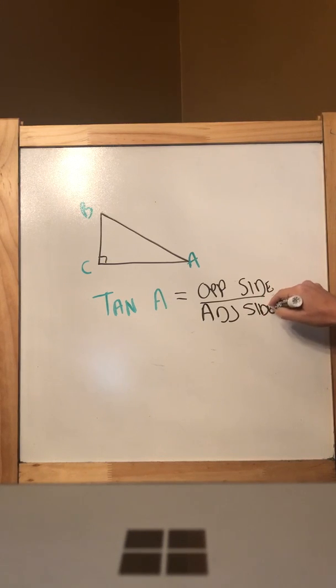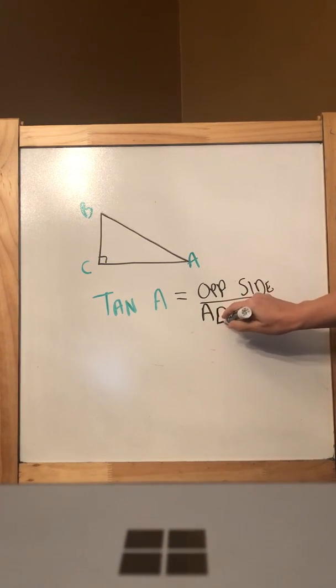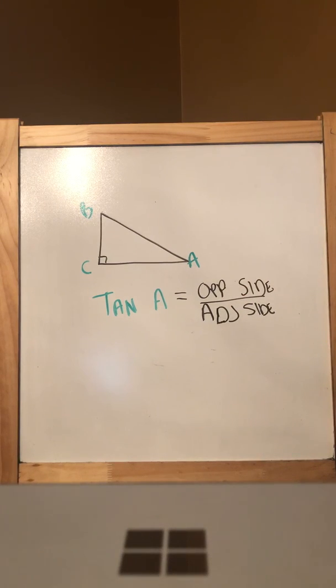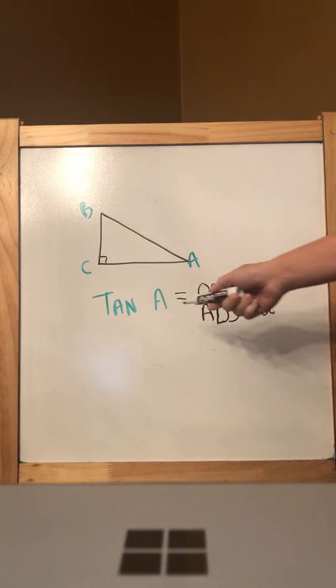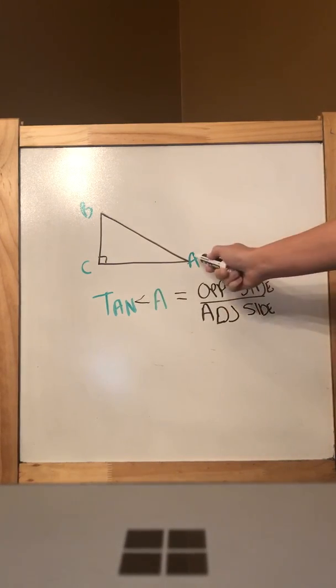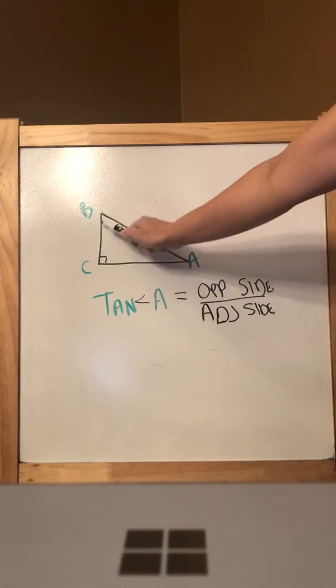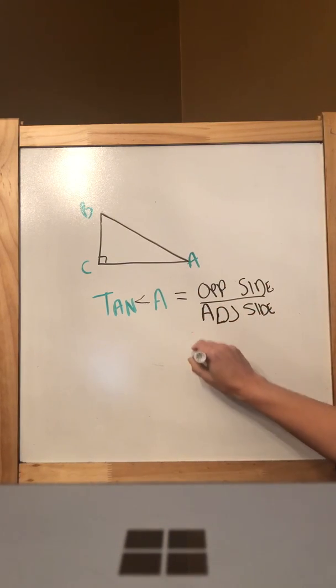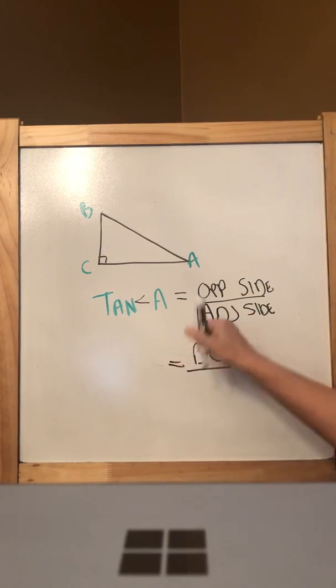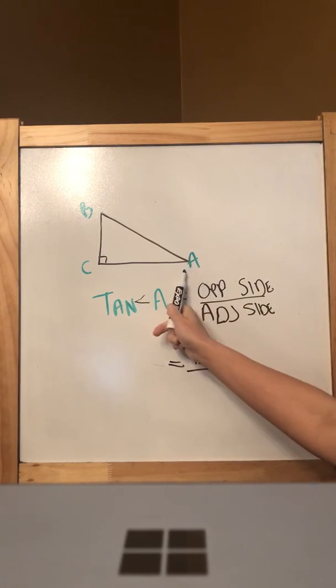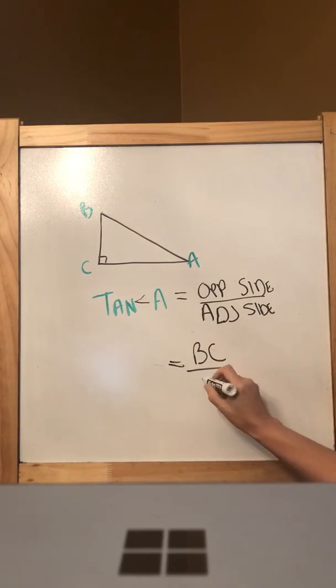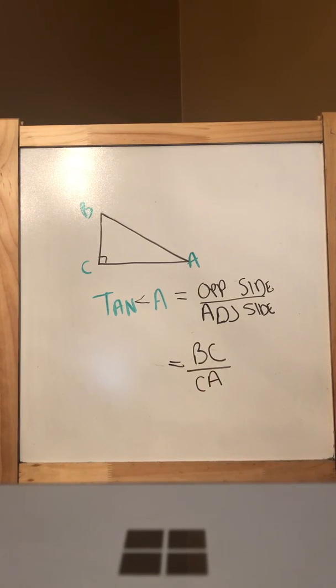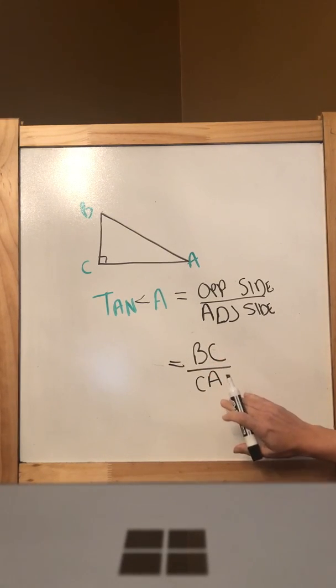So when you are writing things out, you can abbreviate opposite and adjacent, but don't make up your own abbreviations because I won't know what those are. So my opposite side of angle A is going to be this one here, BC. So I'm going to have BC over my adjacent side, which is going to be CA. All right? You're never going to use the hypotenuse in these. This is all going to be legs. So please store that in your memory. It'll help you not get something wrong. Okay, so my tangent of angle A is going to be BC over CA.